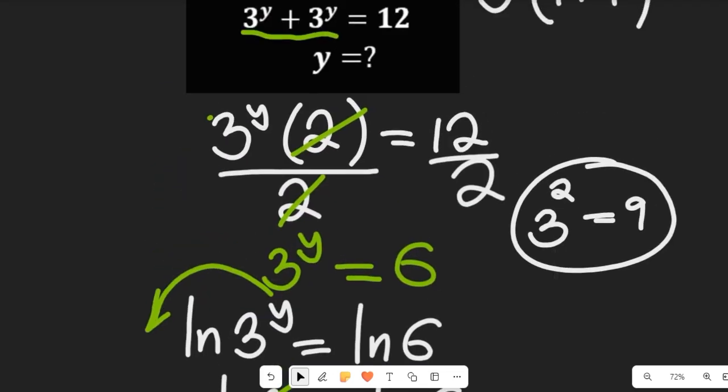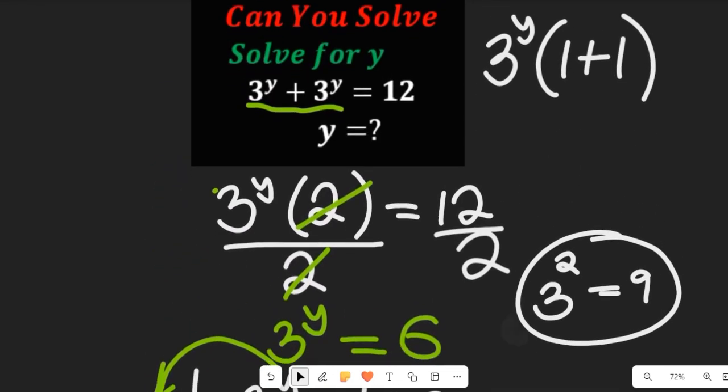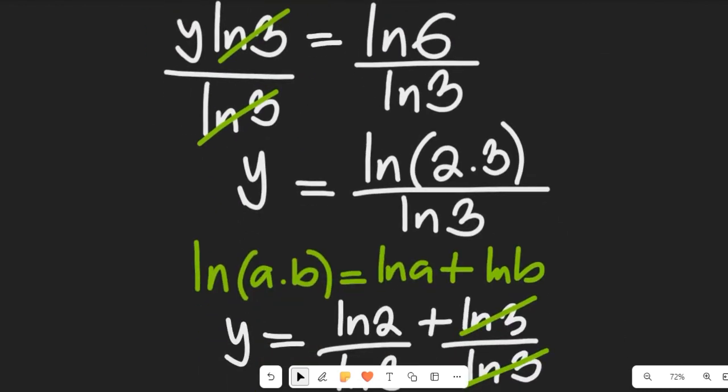So you see, solving a question like this can be very, very easy.